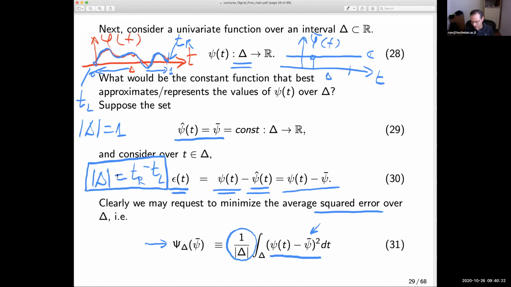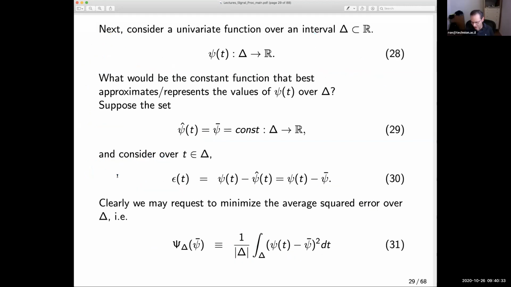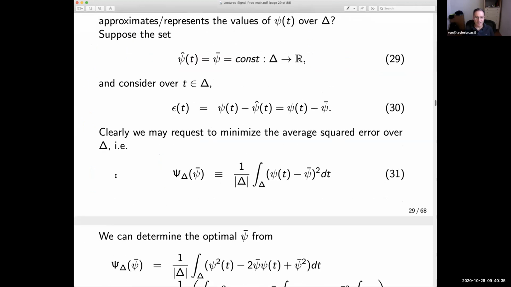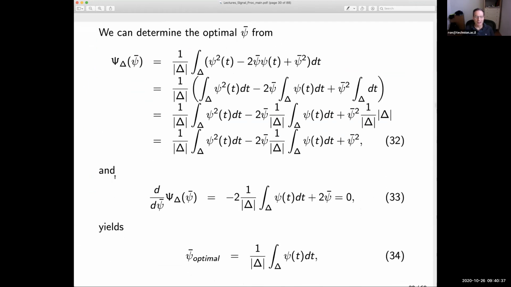Can anyone imagine what my phi bar would be? Any hints, any ideas? The average. The average. Barak, thank you. Barak is saying the average. Let's prove it.